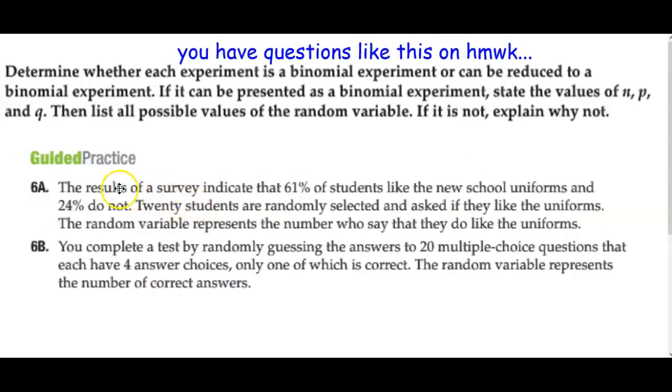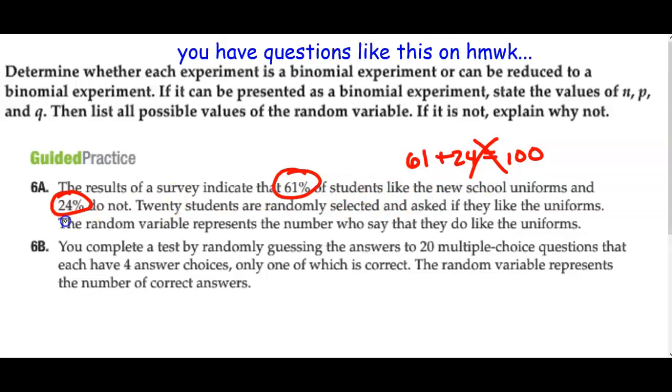So here's a couple more. It says the results of a survey indicate that 61% of students like new school uniforms and 24% don't like the new school uniforms. So 20 students are randomly selected and asked if they like. The random variable is the number who say that they like them. So out of the 20 we ask, how many are going to say they like them? But the problem with this question is 61% said yes and 24% said no. Does that add up to 100? No, it does not.